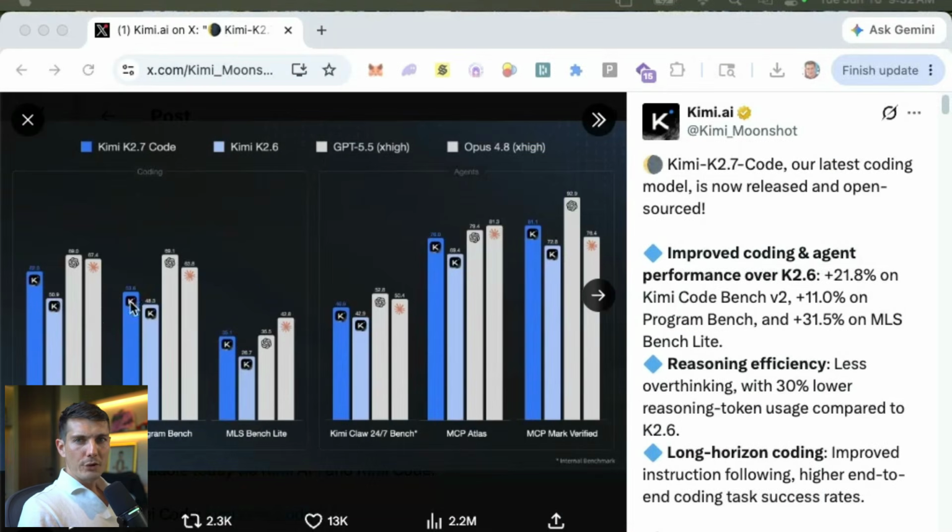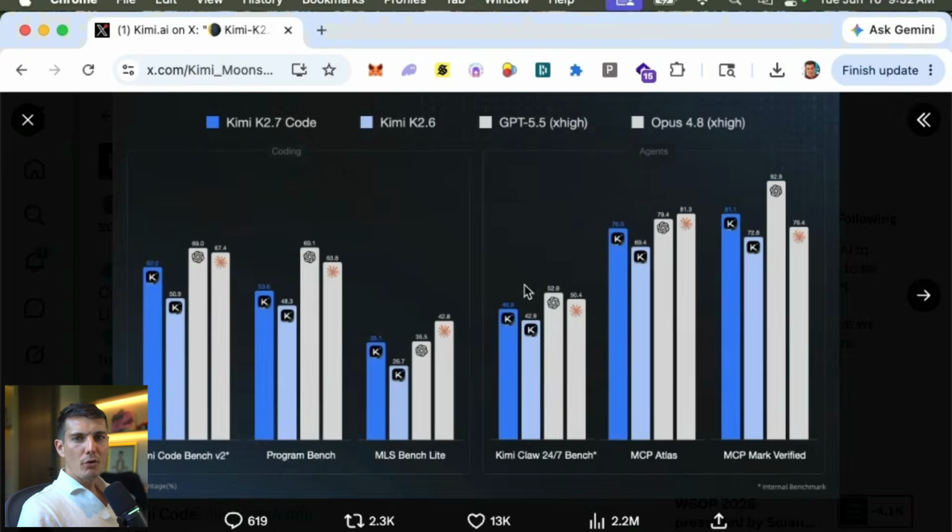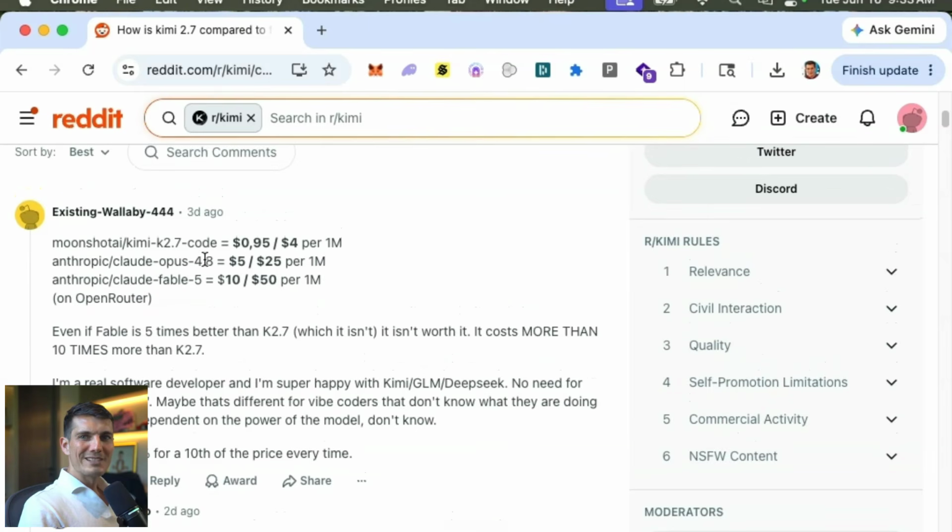The model we are going to use is Kimi 2.7, which has a crazy performance. You can see that it's actually pretty close to Claude multiple times and pretty close to ChatGPT. But what we really like it for is the pricing, because it's 5 times cheaper than Opus 4.8 or even almost 10 times cheaper than Fable 5.